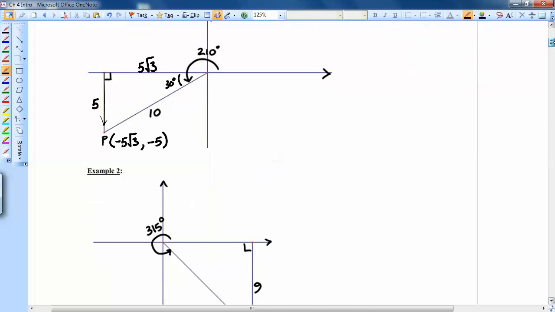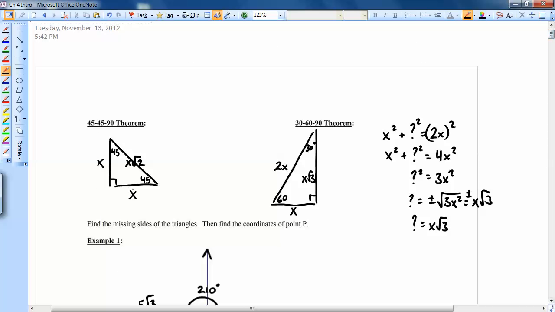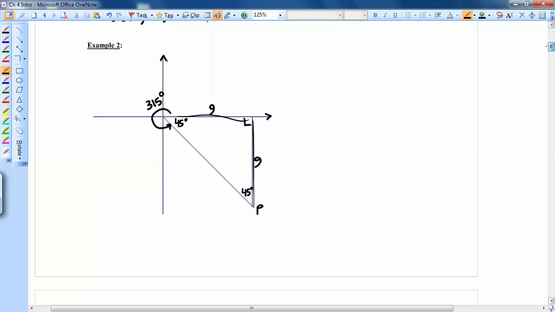If we look at the next one, it's 315 degrees all the way around. Since the whole way around is 360, this has to be 45 degrees here. And so this is also 45. Now we've got a 45-45-90 triangle, and the two congruent sides are this one and this one. So this has to be a 9. And the hypotenuse here is, if we scroll back up, x, x, and x root 2. So it's 9, 9, and 9 root 2 right there.